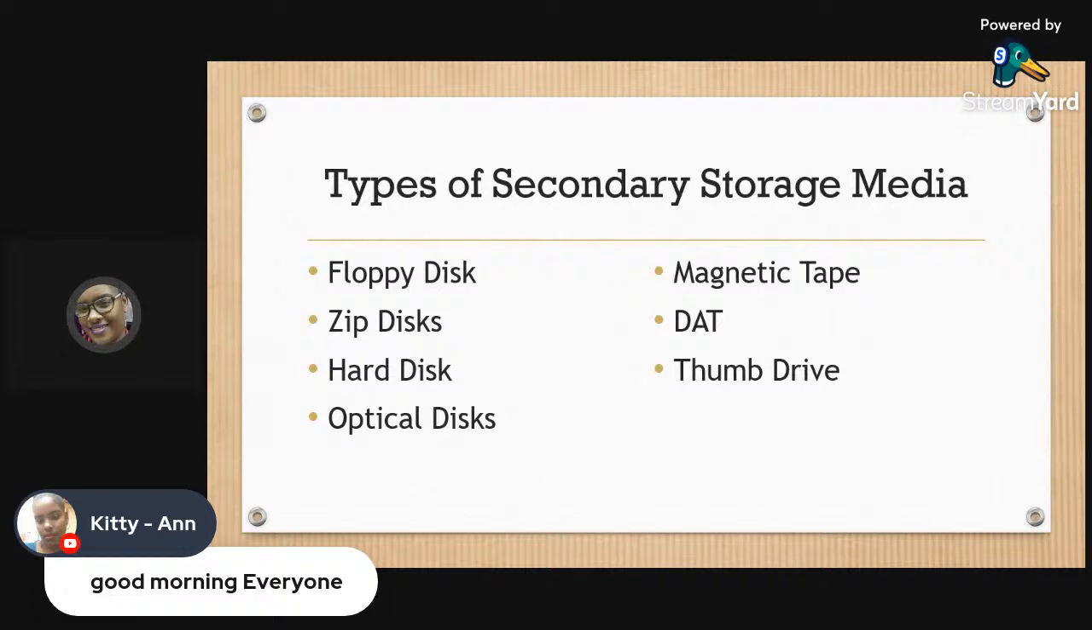Now, magnetic tapes, where would you normally find this? When would you normally use it? You're going to use it when you want to back up data, right? Because it's going to allow for the fast transferring of data. It is also very inexpensive and has a very high storage capacity.